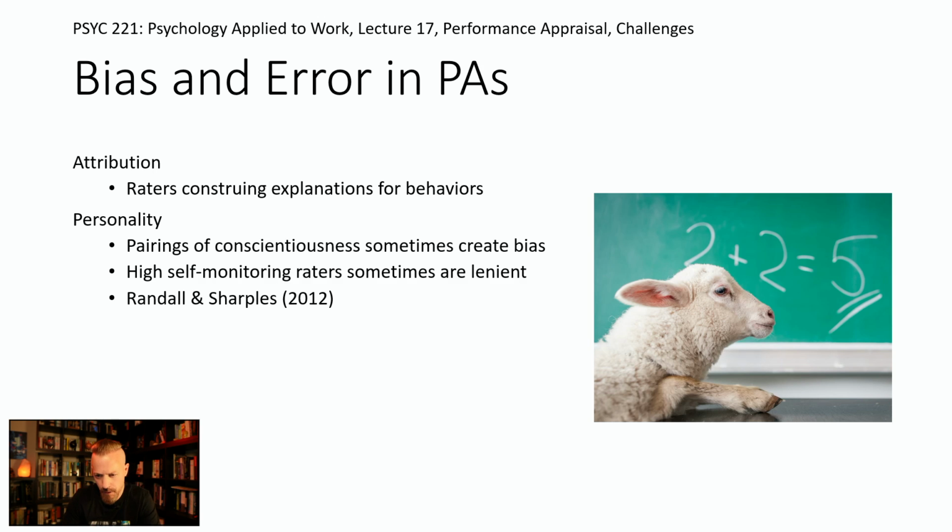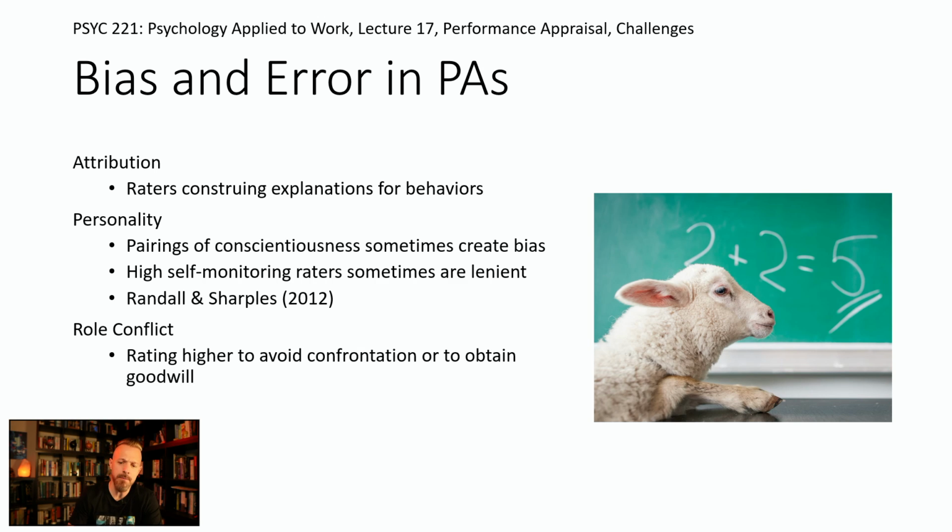And then in the book, there's Randall and Sharples, 2012, that was talking about agreeableness that you should read, just like you should read all of the chapters, which I'm sure you're diligently doing. This is chapter 6. And then role conflict. That's really where you're trying to avoid conflict. You're trying to get goodwill. You just hate it if anybody's upset. And so you're just going to rate them higher than they deserve, because you want them happy, or you really just don't want them upset, and you just don't care enough either way.